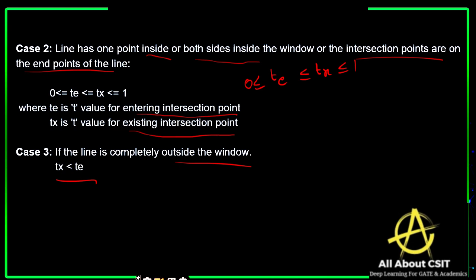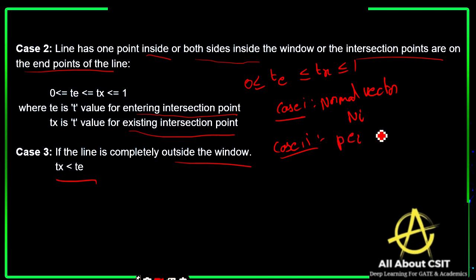Before working on the example, let's calculate. Step 1 is to find the normal vector. Let's take the normal vector as outward, that is Ni, where i is the edge number. Step 2: take a point anywhere on the edge. That is PEi, the point on edge i.